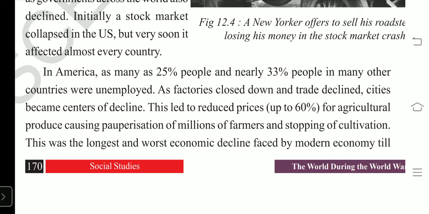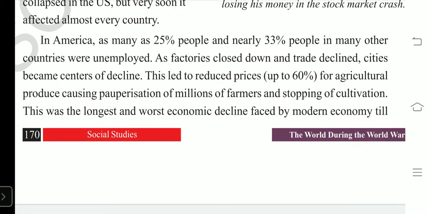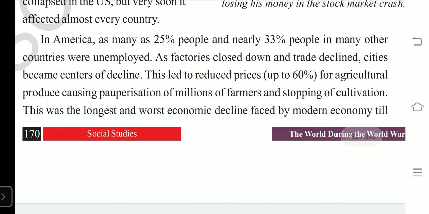And this impact we also see on agriculture. Many of the farmers who were producing crops also fell into poverty. They moved into pauperization. Pauperization means severe poverty. Millions of farmers stopped cultivation because there was no profit. Whatever they spent on cultivating the crops, even that they were not getting back by selling the crop in the market. So the farmers were hit very badly, and they stopped cultivation.